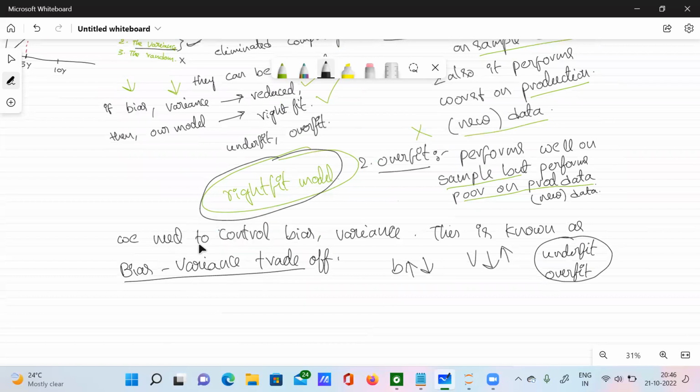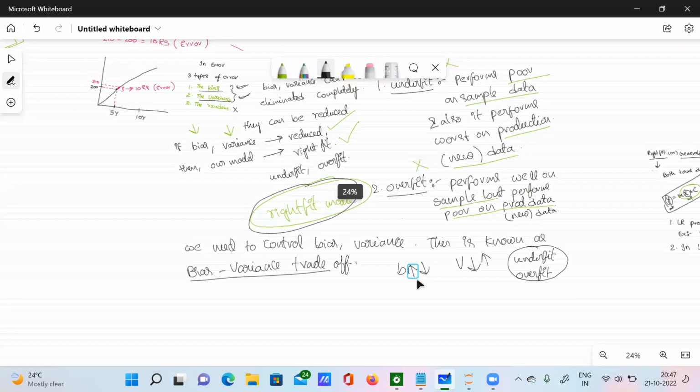Okay, but here let's focus on this. We should not have the higher bias with the lower variance, or the lower bias with the higher variance. There should be some kind of trade-off between the bias and the variance. That is, it should not be too high or too low. They both should have some kind of balance between them. So that's nothing but the topic here, that is bias variance trade-off. We need to control this bias error and the variance error to get the right fit model here. Did you get that?